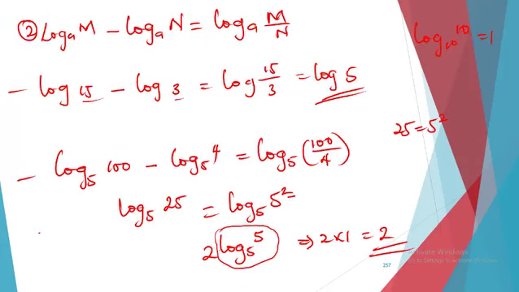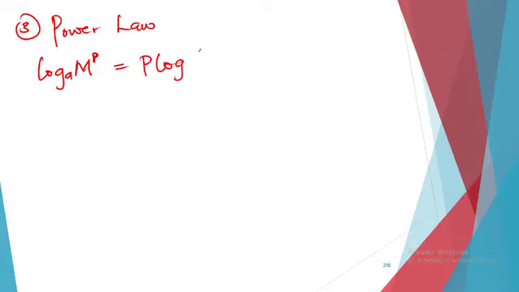Okay, so let's go back to the third law of logarithm. We have the power law. The power law: if we have log m raised to power p base a, it is equal to p log m base a. That's exactly what we applied on the examples we took in the previous law.